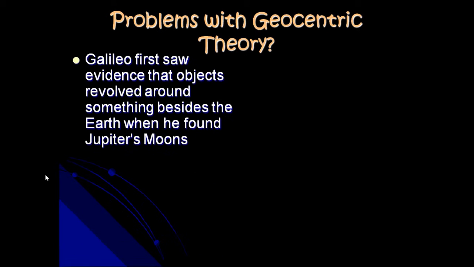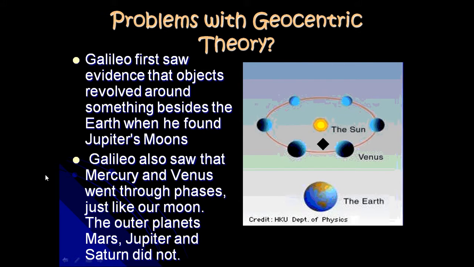So problems with geocentric theory that led to this. Galileo first saw evidence that objects revolved around something besides the Earth when he found Jupiter's moons. Galileo also saw that Mercury and Venus went through phases, just like our moon. The outer planets, Mars, Jupiter, and Saturn, however, did not. Heliocentric theory ends up prevailing.